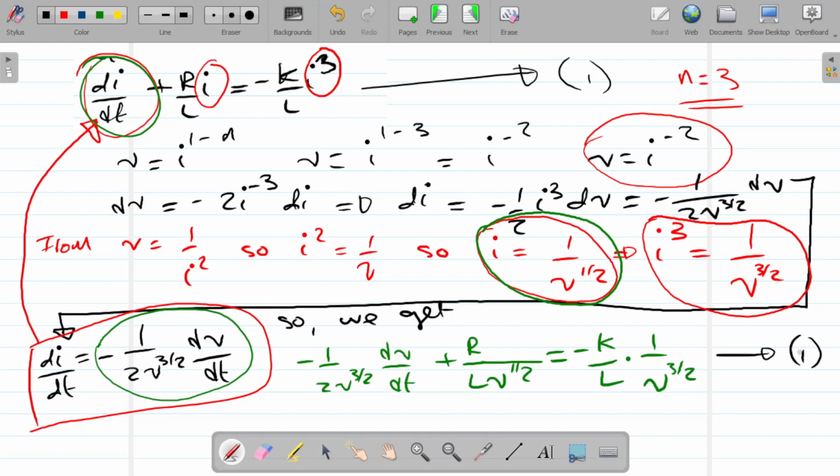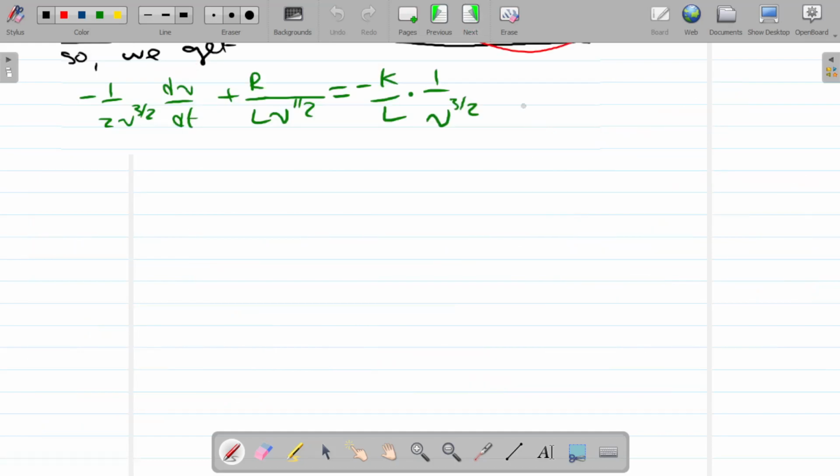Actually, it's equation 2, isn't it? So equation 2, that being equation 1, and now we've got equation 2, which we've also got on this page, right? And so we can start to simplify the equation.